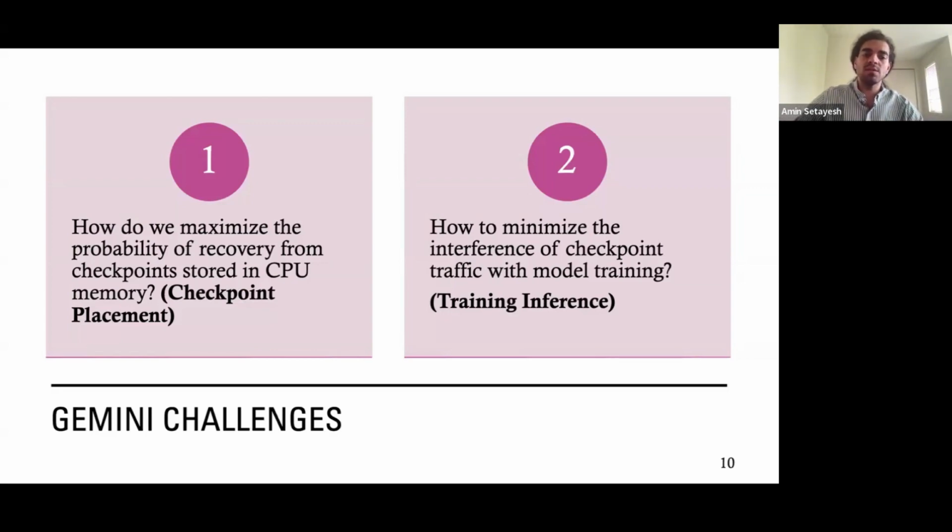So how would you place the checkpoints so that you rarely go to the persistent storage? And also the second challenge is how to minimize the interference of checkpoint traffic with model training, because CPU memory and GPU memory have to send information for training. And now we are adding another thing, which is taking checkpoints. So we don't like to get these interfering with each other, because it will slow our training process.